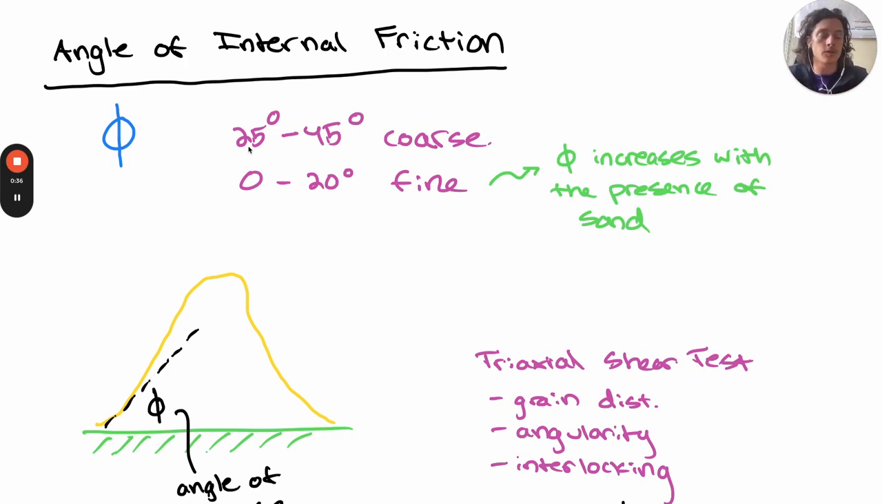Usually coarse-grained soils will have between 25 and 45 degrees, and fine-grained will be in the 0 to 20 degrees, with that increasing as there is more of a component that is sandy or gravelly.